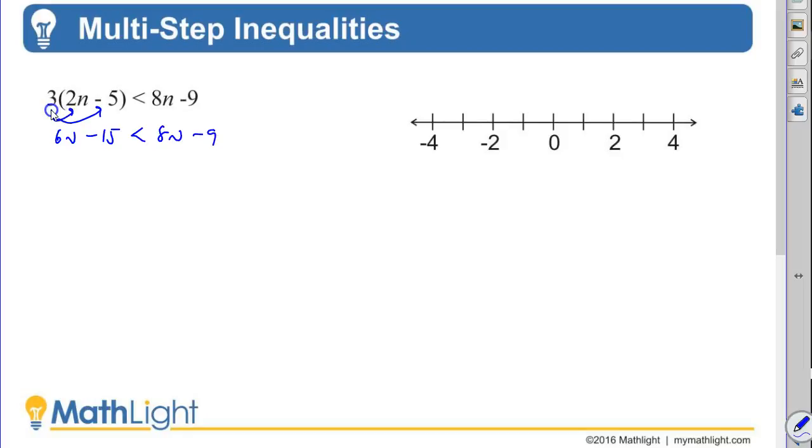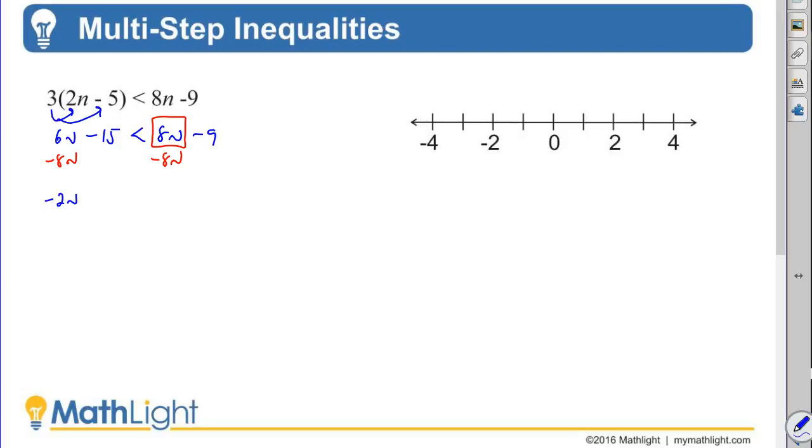Okay, when I see this, I say I want to get all my variables on one side. Now, again, with inequalities, I always move my variables from the right to the left. So I want to move this 8n. I'm going to add a negative 8n to both sides. Now, let me stop and ask, do I flip my inequality symbol? The answer is no, because I'm adding. It's only when multiplying or dividing by a negative that you reverse it.